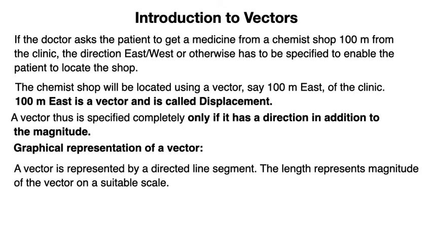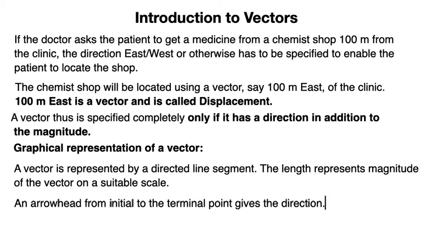A vector is represented by a directed line segment, along with direction. The length represents the magnitude of the vector on a suitable scale. An arrowhead drawn from the initial to the terminal point gives the direction of the vector. We will now illustrate this by means of some examples.